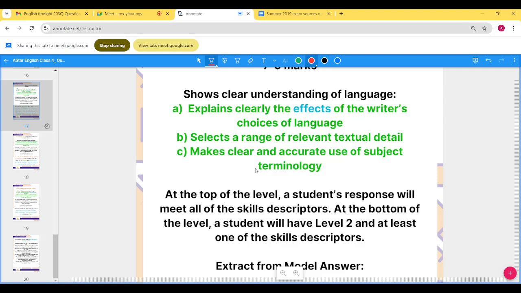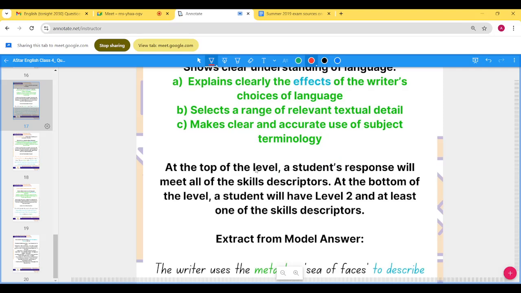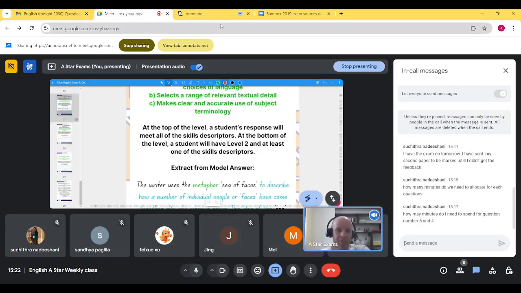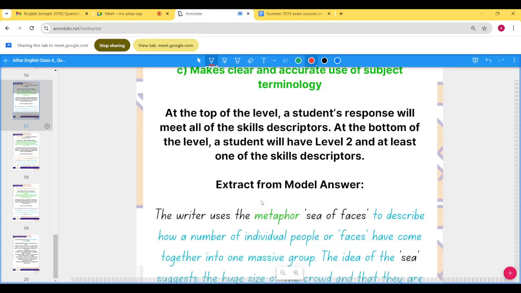Equally, making clear and accurate use of subject terminology. So yes, the terminology has to be that, but it doesn't have to be the fanciest terminology. It just needs to be clear and accurate. If you can't remember hyperbole, it's fine to say exaggeration.